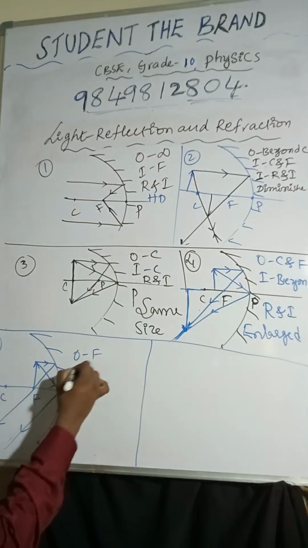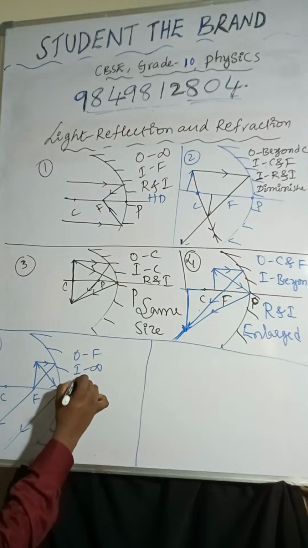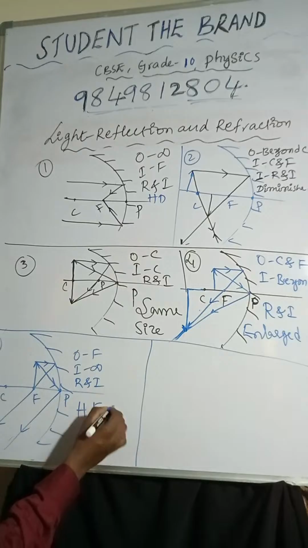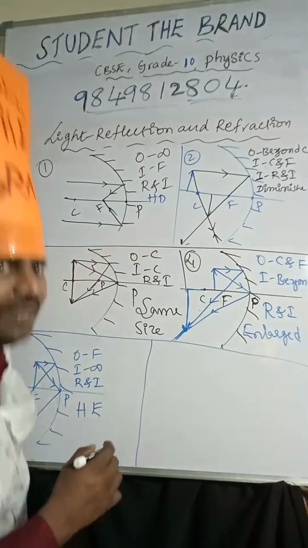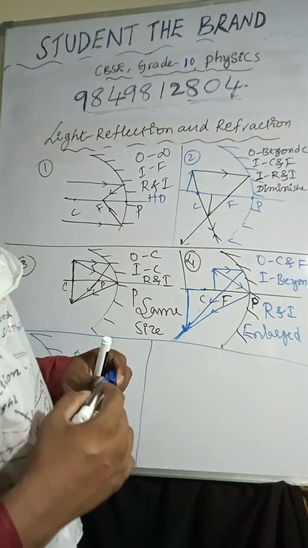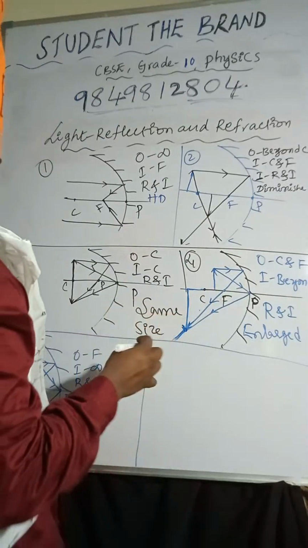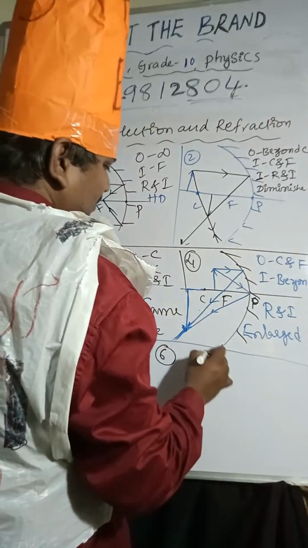Object is at F, image is forming at infinity, nature of the image is real and inverted, size of the image is highly enlarged. Very, very important, highly enlarged. Okay, so next one, sixth one.